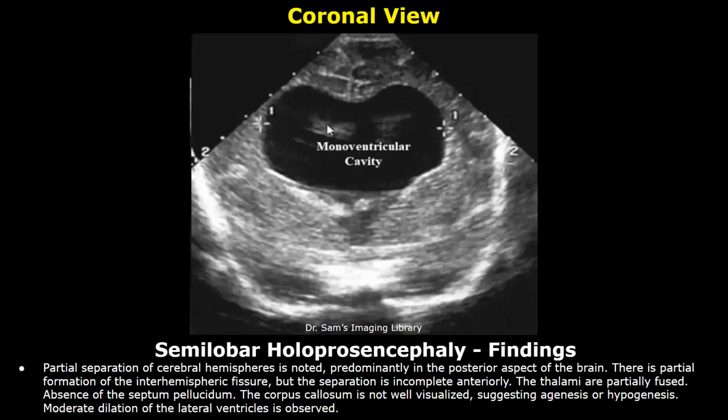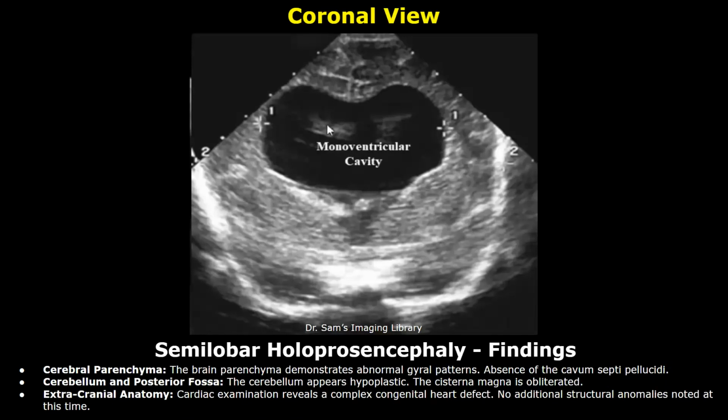Partial separation of cerebral hemispheres is noted, predominantly in the posterior aspect of the brain. There is partial formation of the interhemispheric fissure, but the separation is incomplete anteriorly. The thalami are partially fused. Absence of the septum pellucidum. The corpus callosum is not well visualized, suggesting agenesis or hypogenesis. Moderate dilation of the lateral ventricles is observed.